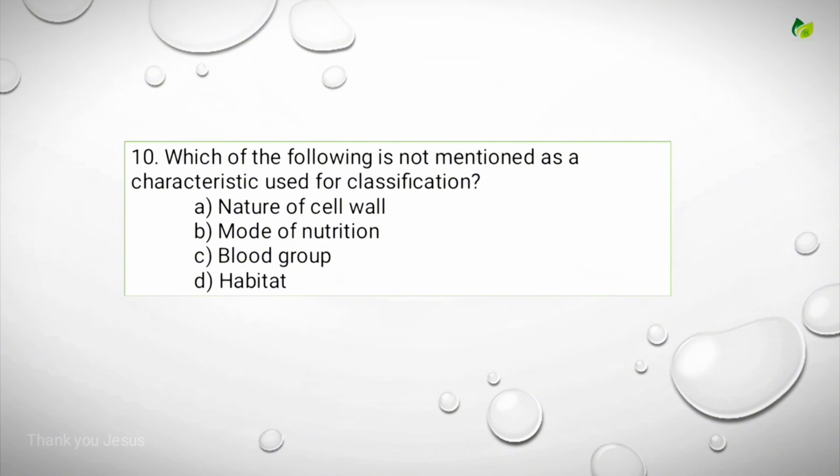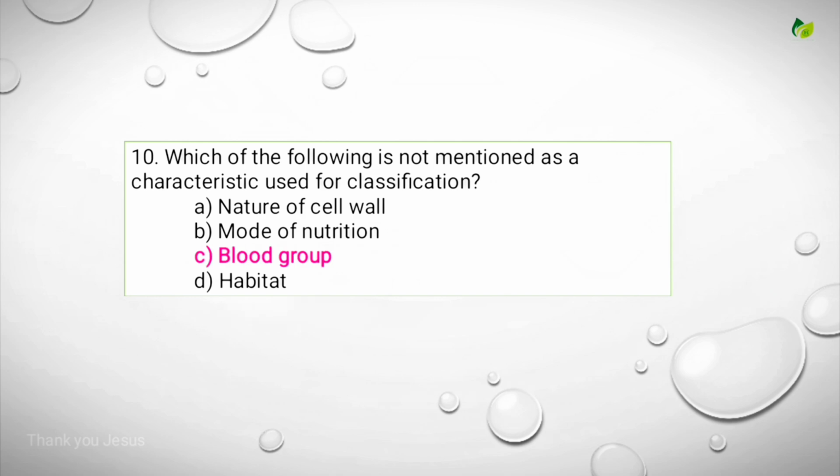Let's see the next question. Which of the following is not mentioned as a characteristic used for classification? The options are nature of the cell wall, mode of nutrition, blood group, and habitat. For this, the correct answer is blood group.